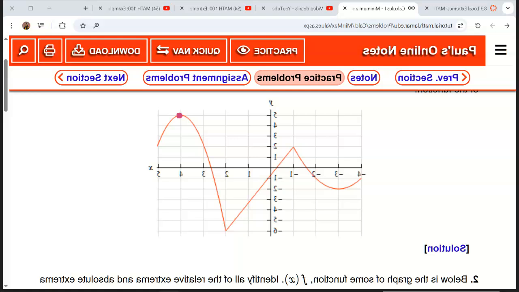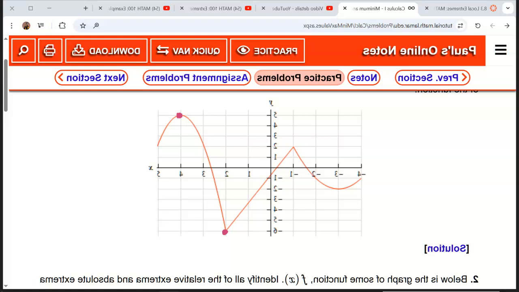Can you find a y value that is lower than all other y values on the graph of this function? Me too. It's right here. At that point, the y value is the lowest of all y values that I can see. That lowest y value is your absolute minimum. And the value of that minimum is -6, and it happens when x equals 2.